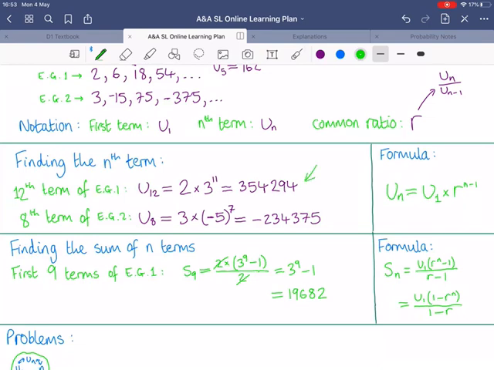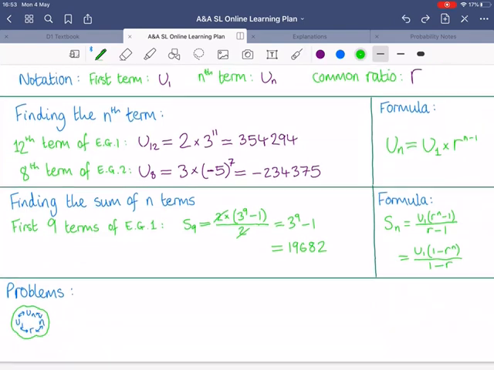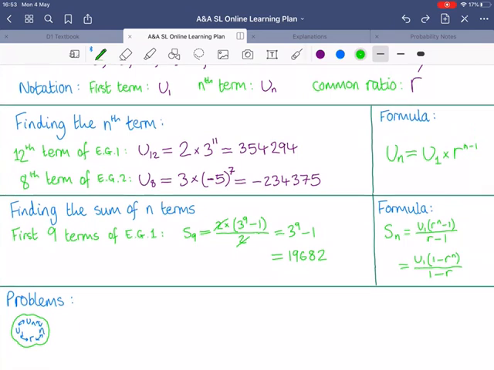Now, is this a sensible answer? Well, if the 12th term was in the hundreds of thousands, I think it would be reasonable to expect the first 9 terms to have a sum in the tens of thousands. So I think I can trust that this answer isn't ridiculous.